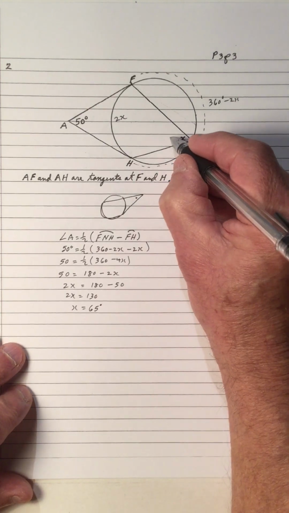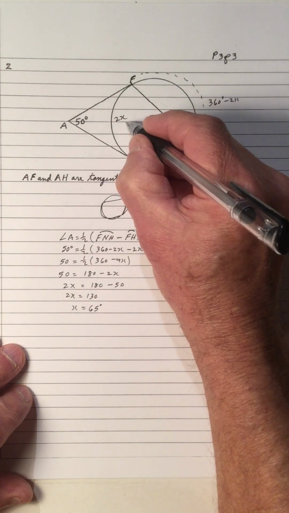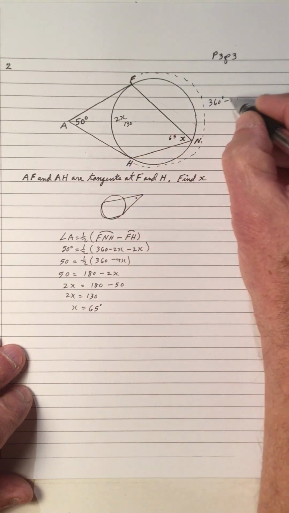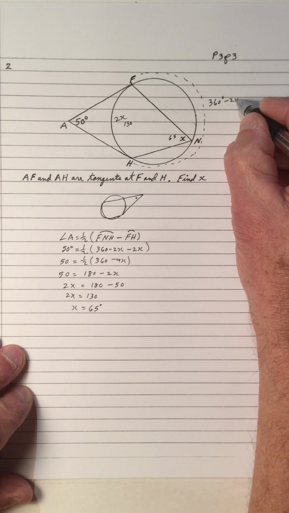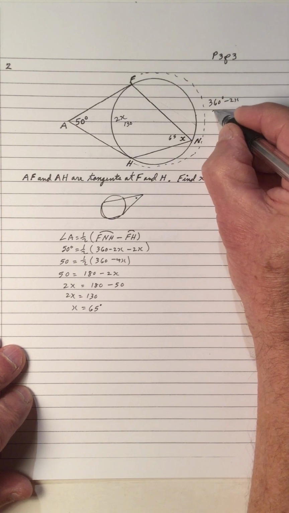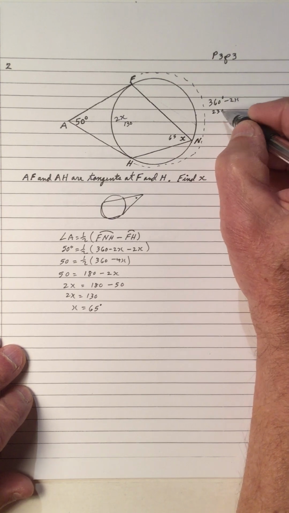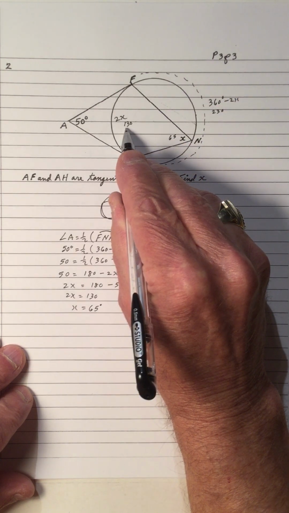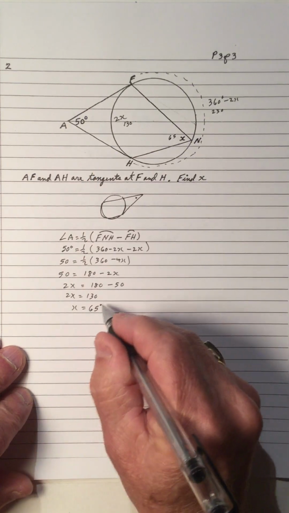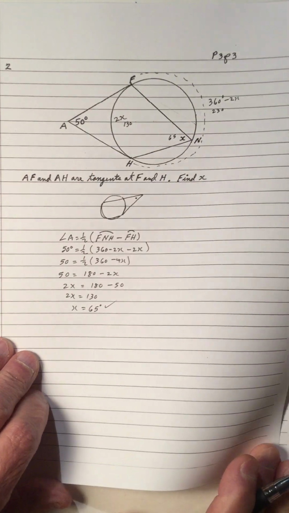If we check it out, that's 65, then that's 130. This is 360 minus 130, so that's 230. So 230 minus 130 is 100. Half of that is 50. Makes sense. Perfect.